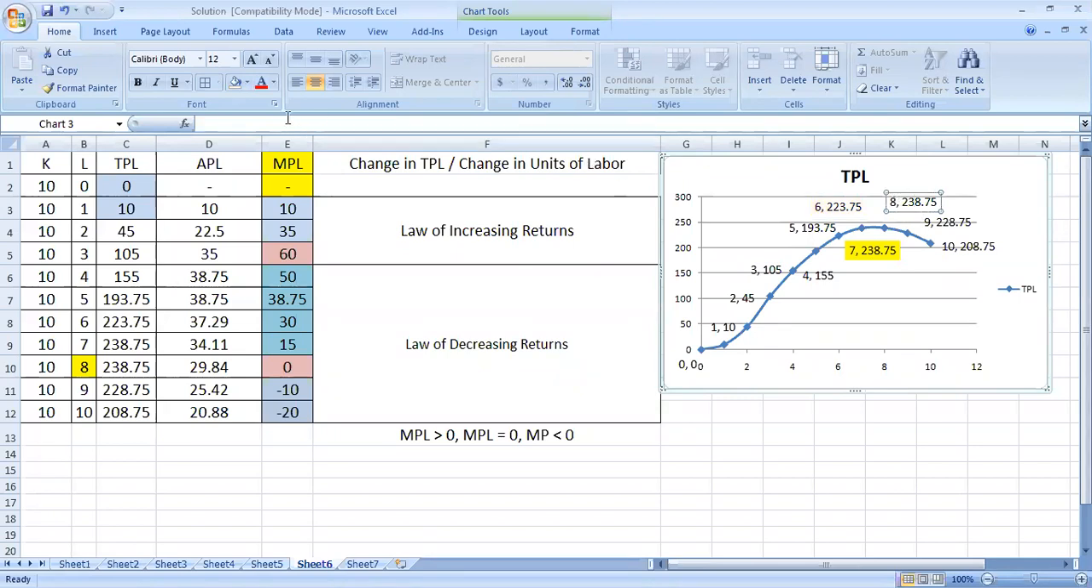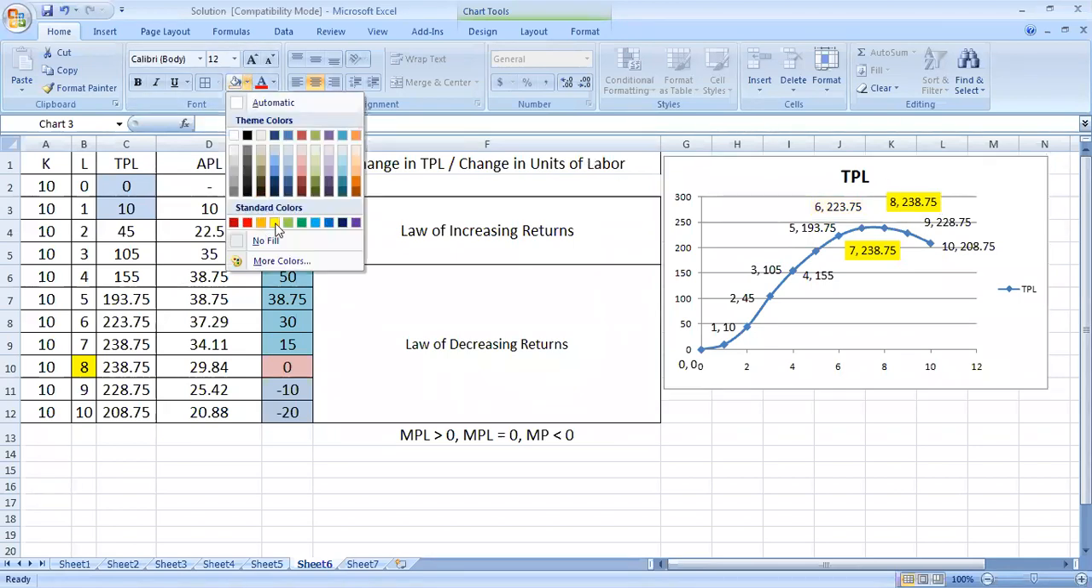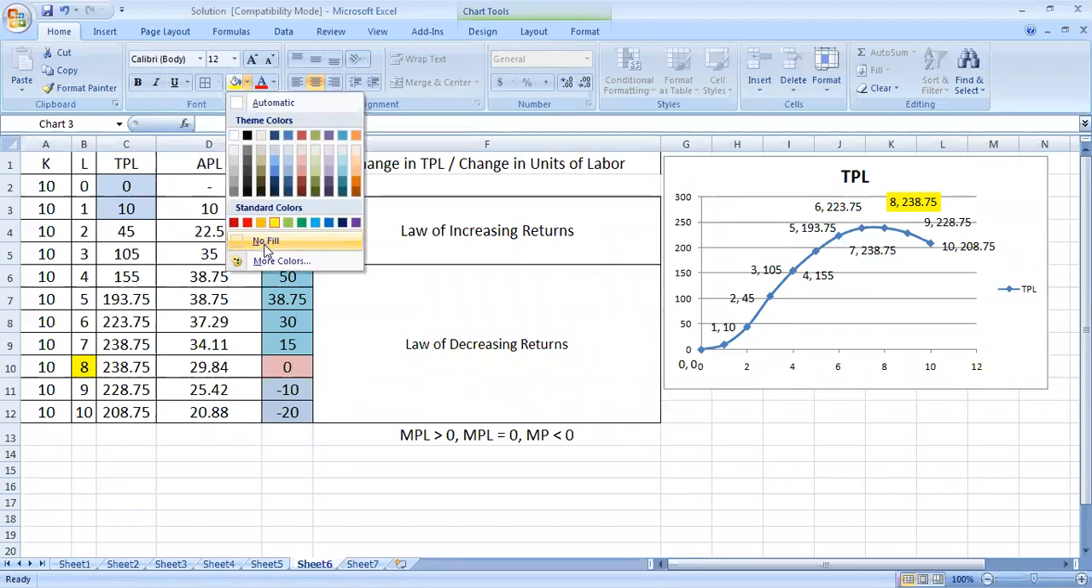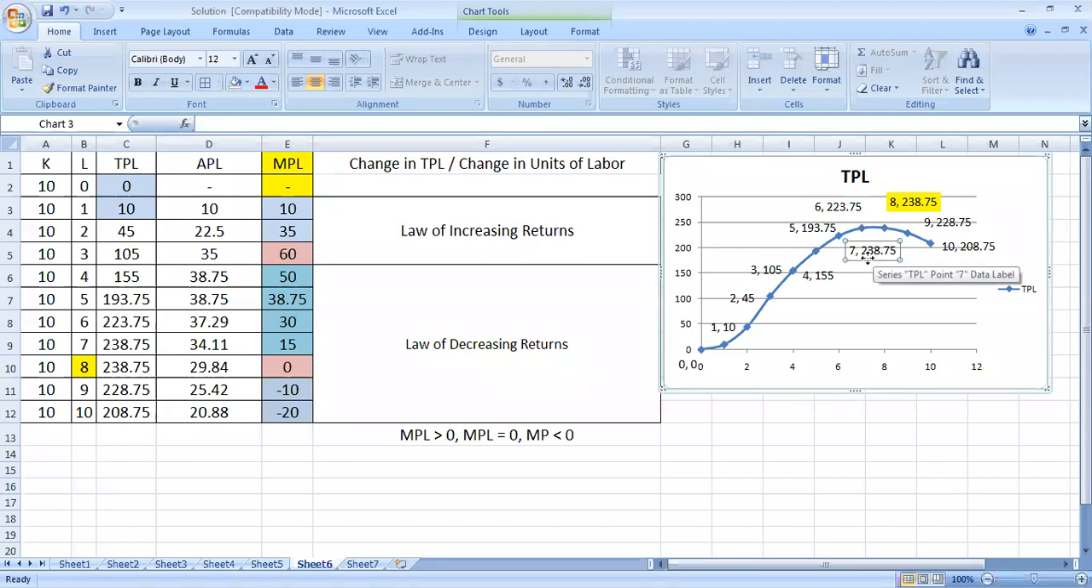So the level of maximum output is an output at which the very next output after this particular output should come down. But if you look at the units of output at the 7th unit of labor, it is 238.75, and at the 8th unit of labor, the level of output is 238.75. So at the 7th unit of labor, the output is not maximum output, because right after, at the next unit of labor's output, we could see that it remains the same. So this value can never be considered as the maximum level of output. So we must unhighlight this information again.